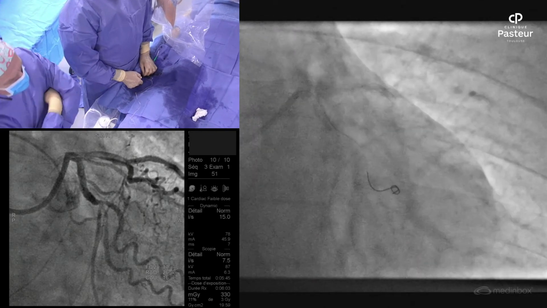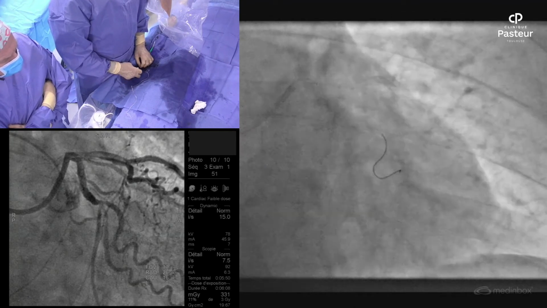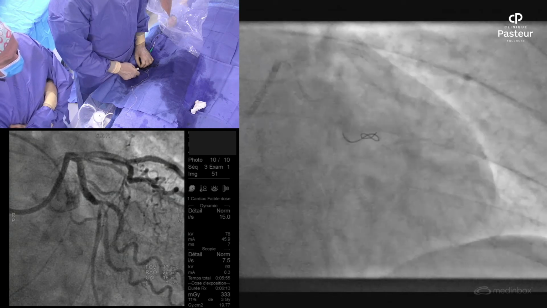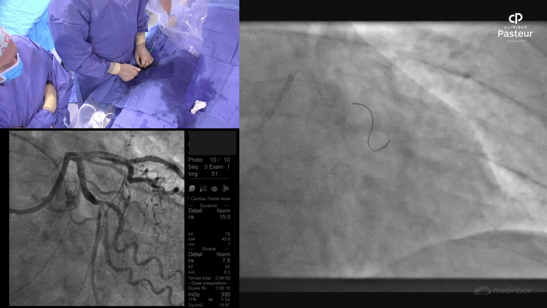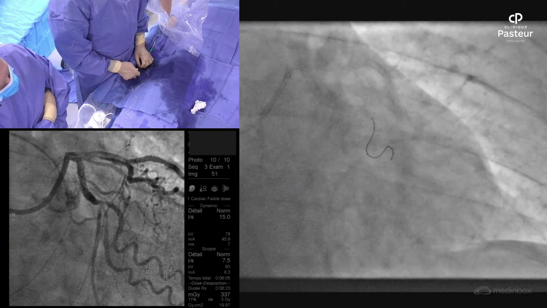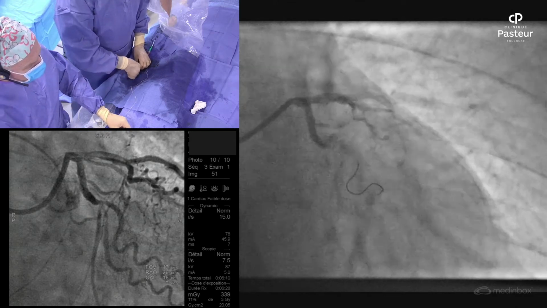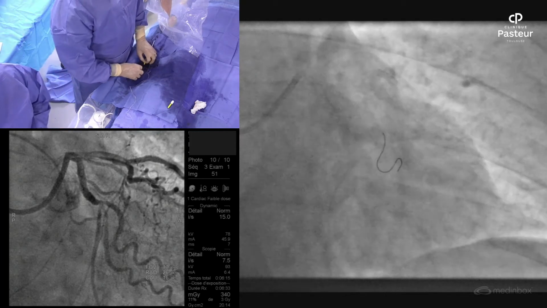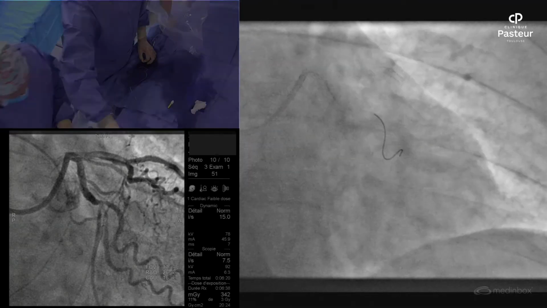Not easy. Not easy. You see? The same. So what we could do maybe is to leave the wire here, and then use the support of the balloon. Do you want to put the second wire first, or advance with the support of the balloon? We can leave the first wire here, then place the second in the second OM, and do the predilatation.